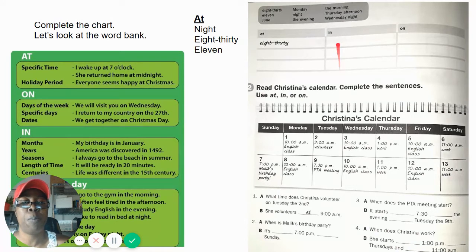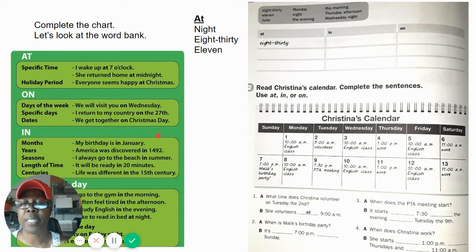Now, what words will we put under in? Well, let's look at the rules for in. You use in when you're talking about months, just the name of the month. So my birthday is in January, and it really is. My birthday is in January.